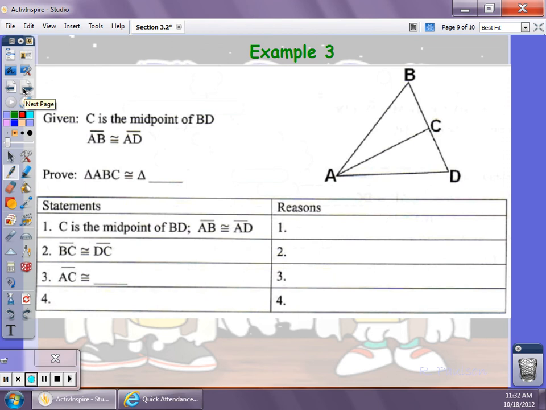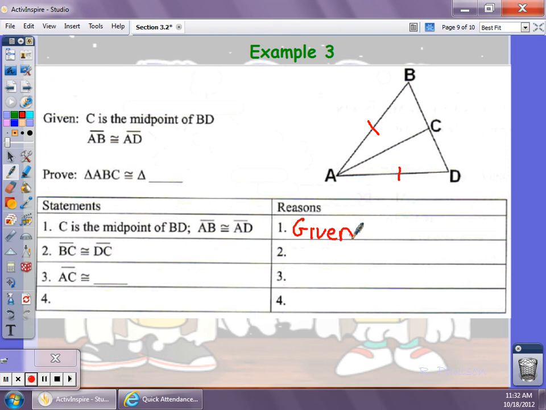We're going to do one more proof before we end the lesson. So again, we're given a given statement and we're going to try to prove two triangles congruent. So we're given that C is the midpoint of BD and that AB is congruent to AD. So I'm going to mark that AB is congruent to AD. And then I'm going to start working through my given statement. So I know that C is the midpoint of BD and AB is congruent to AD based on given.